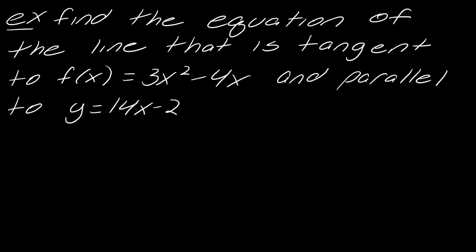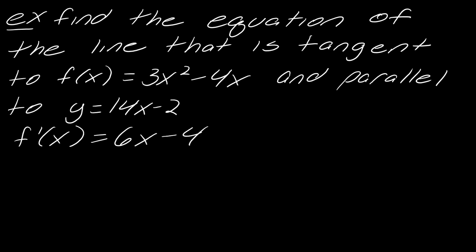Now, just one other question related to tangent lines and derivatives. Find the equation of the line that is tangent to 3x squared minus 4x and is parallel to y equals 14x minus 2. Okay, so this is another really standard question on working with derivatives. So we've got the original function, and the first thing I'm going to want to do is take the derivative of it, of course. So this will be 6x minus 4.